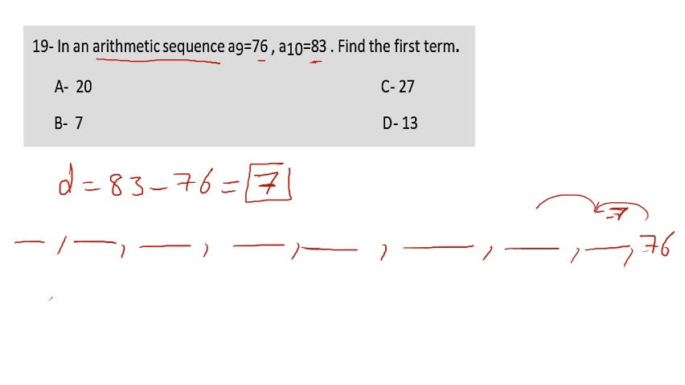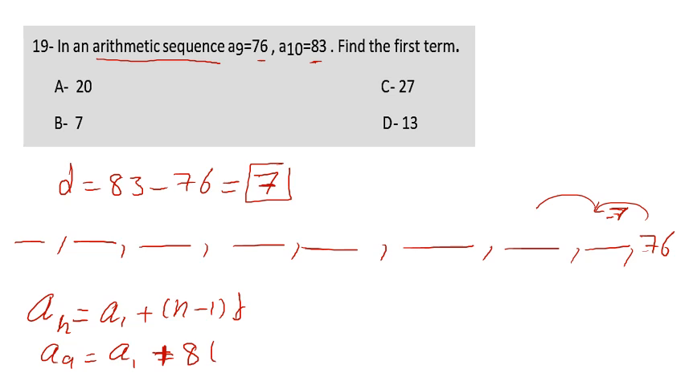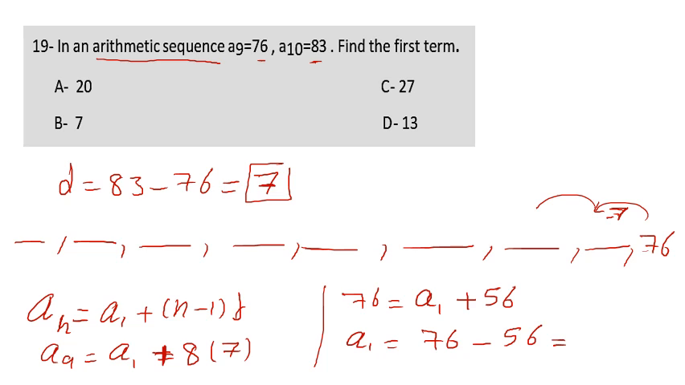It's okay. If you know that the formula is a_n equals a1 plus n minus 1 times d, then the 9th term is equal to a1 plus 8 times the common difference. So the 9th term, 76, is equal to the first term plus 8 times 7, which is 56. So the first term is 76 minus 56, which is equal to 20. So the first term is 20.